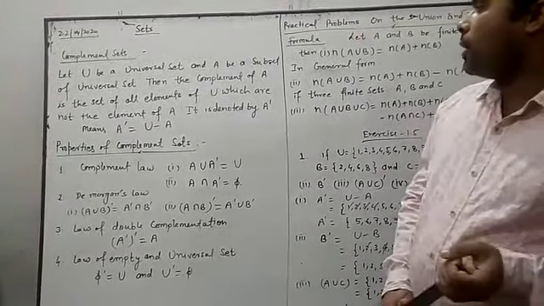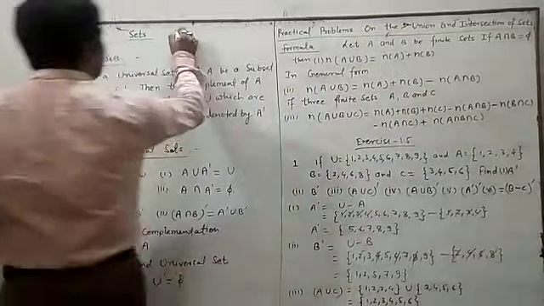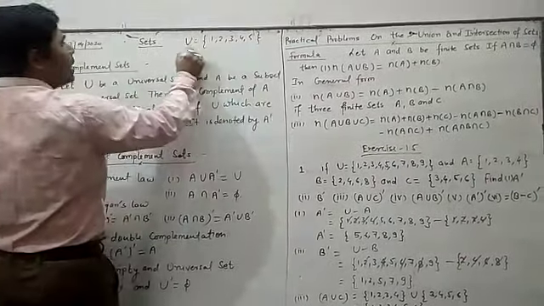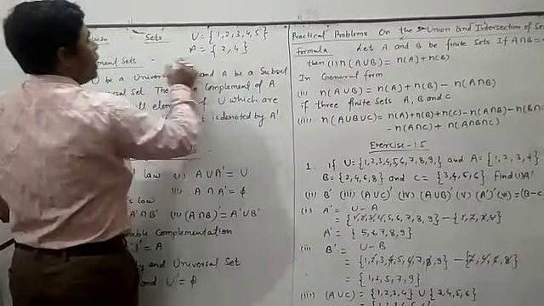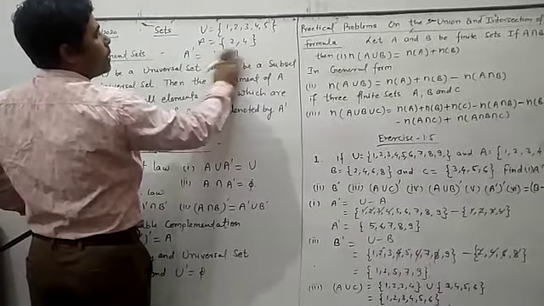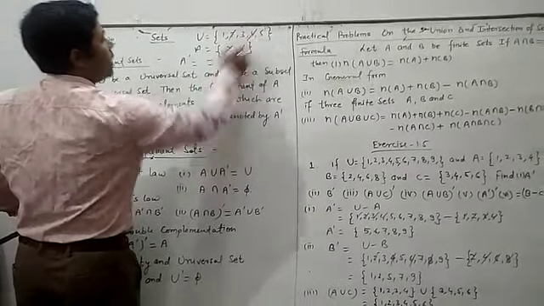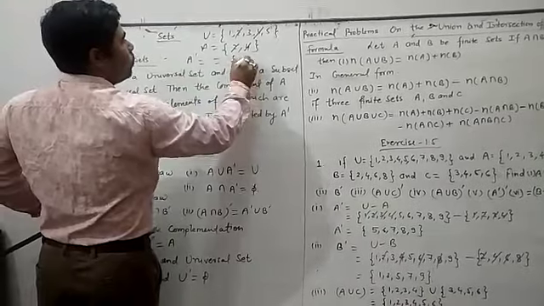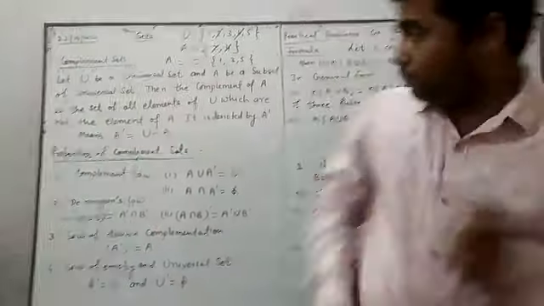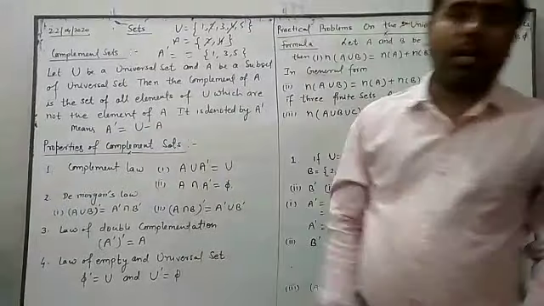Suppose that U is equal to 1, 2, 3, 4 and 5, and the subset A is equal to 2, 4. Then the complement of set A, A dash, is equal to U minus A. U minus A means whatever elements are present in A will be cancelled out, then we get 1, 3 and 5. 1, 3 and 5 will be the value of the complement set. It is denoted by A dash. A dash means U minus A.